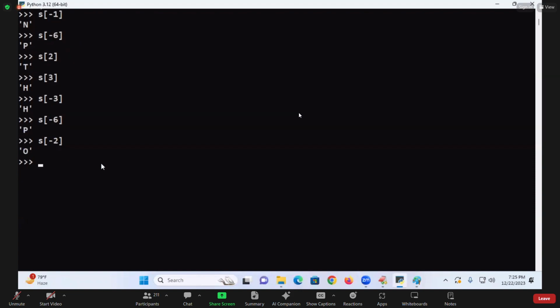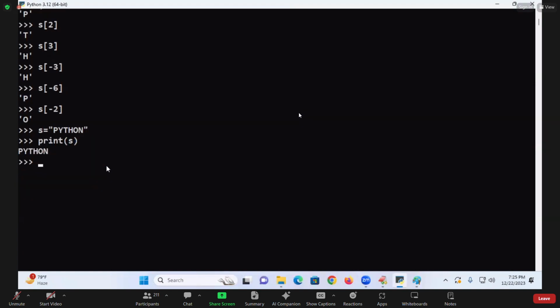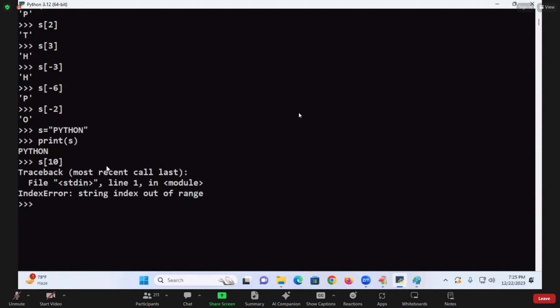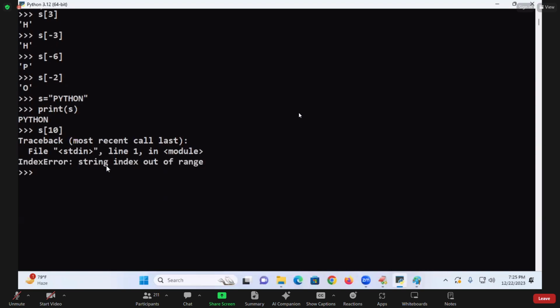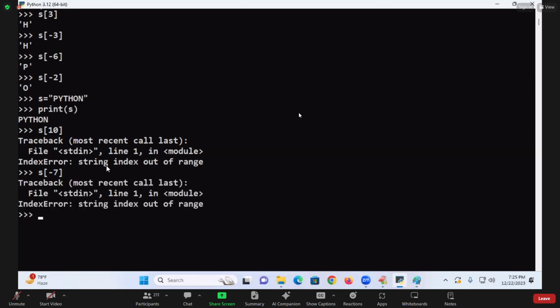Good. Now I will write it. S is equal to like this. Be careful. S of 10. Come on, the concept is already covered. Index error. Now you have to come to the coding. Index error. Be careful. Now I am writing -7. Index error. Beautiful. Did you understand?